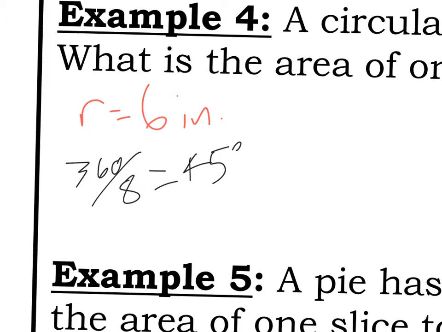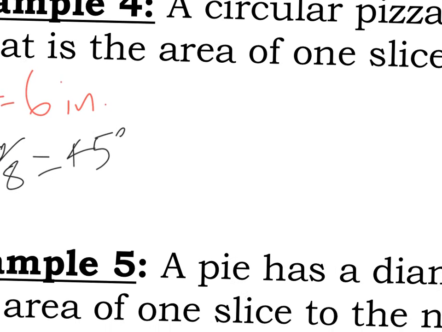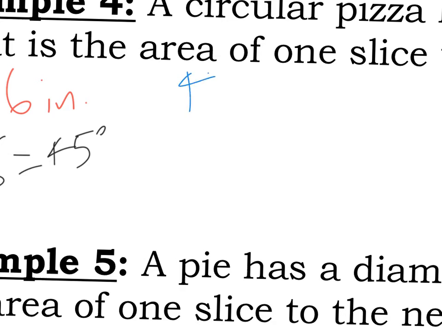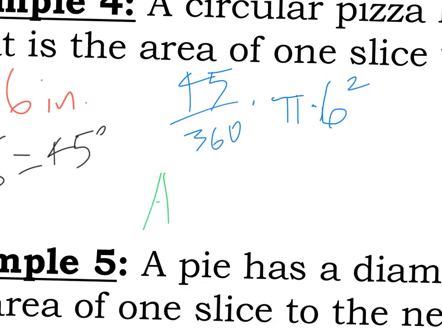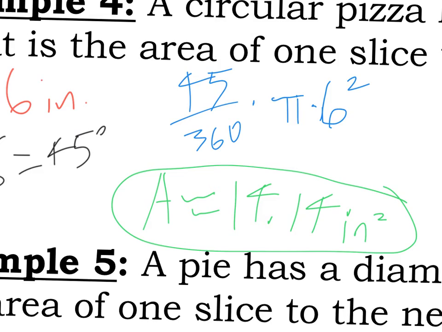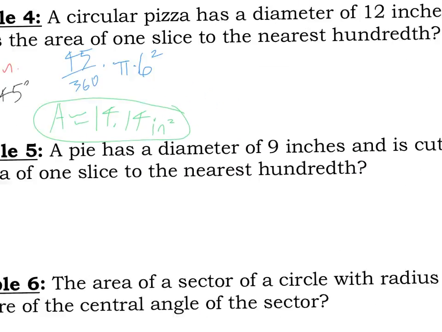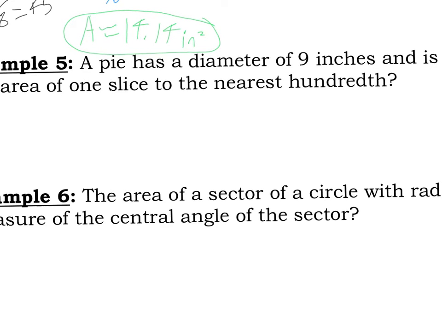Okay, so now that you know your angle for your sector and your radius, you can just plug it into the formula. Go 45 over 360 times pi r squared. So r squared is 6 squared. So you're just going to multiply all that across. So I get my area as approximately 14.14 inches squared. That would be the area of that pizza slice. Is that enough to fill you up? I don't know. That's up to you, I guess.